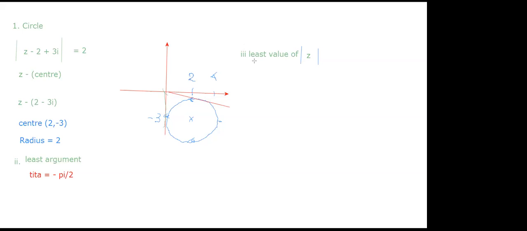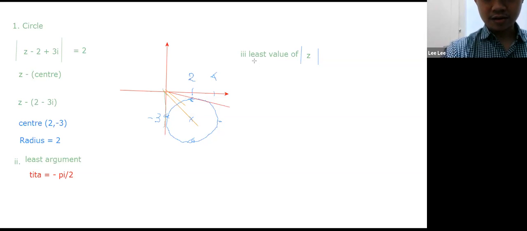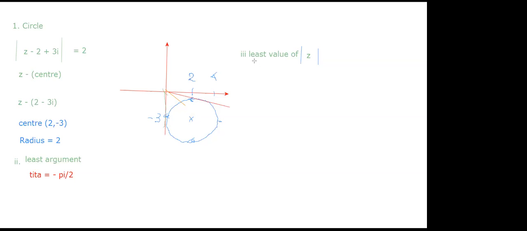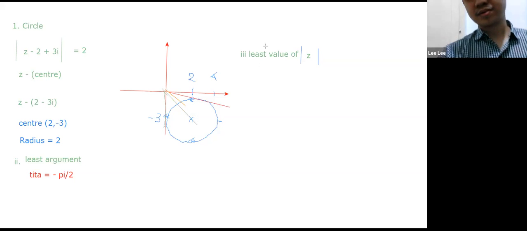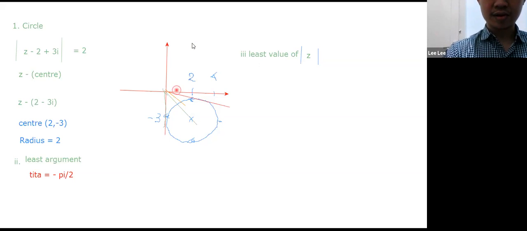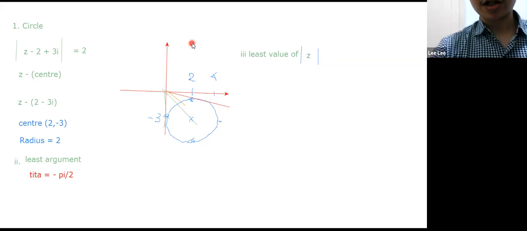But I don't understand the least argument. Least argument is the least angle from the origin. Oh, so here the negative sign matters. The negative sign matters. That's why I take negative 90 degrees. That's the least argument, because it's the most negative. Okay, I continue, yeah? No questions.